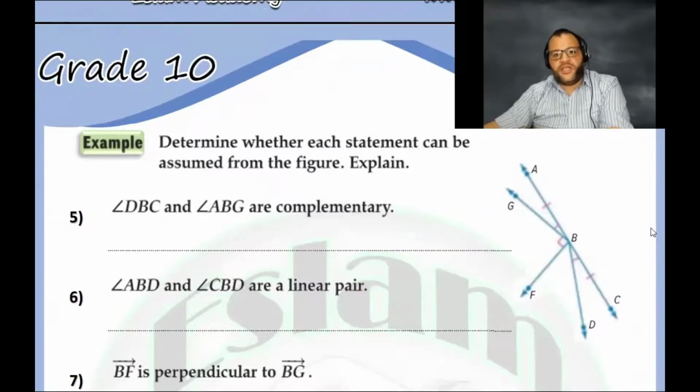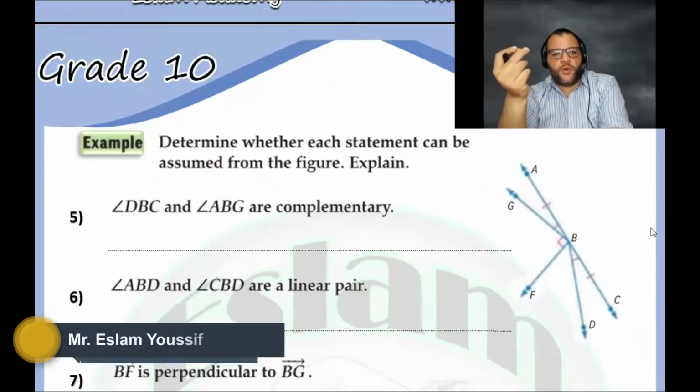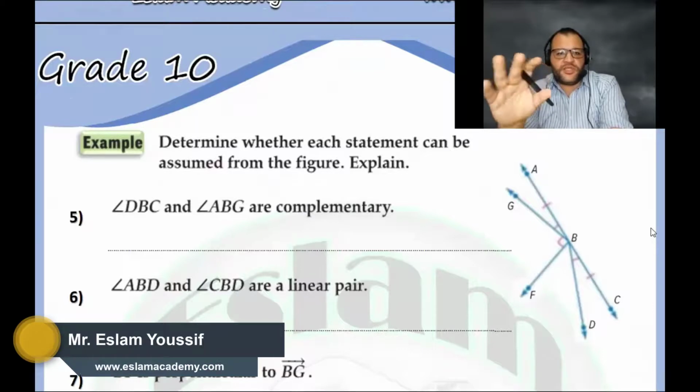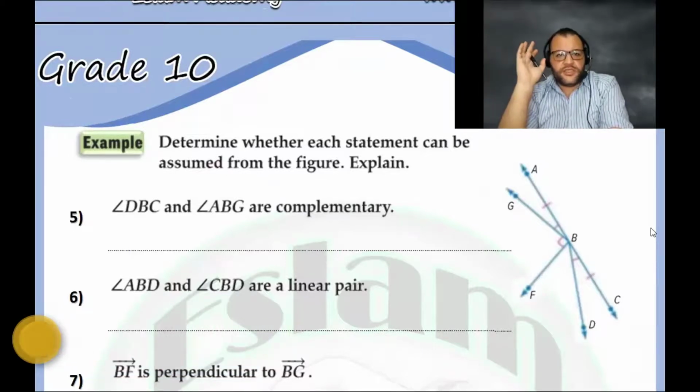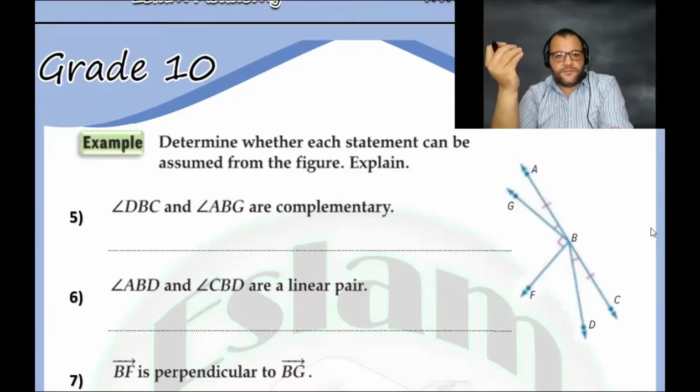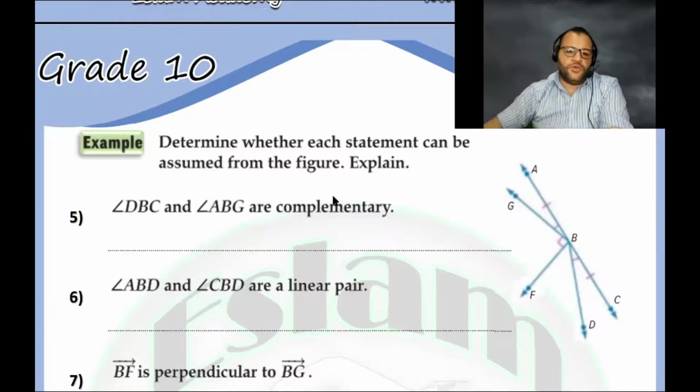How can we say that the two angles DBC and ABG are complementary? That's my question. How do we know that two angles are complementary? If the sum is 90 degrees. How do we know that they are supplementary? If the sum is 180 degrees. That's my question.